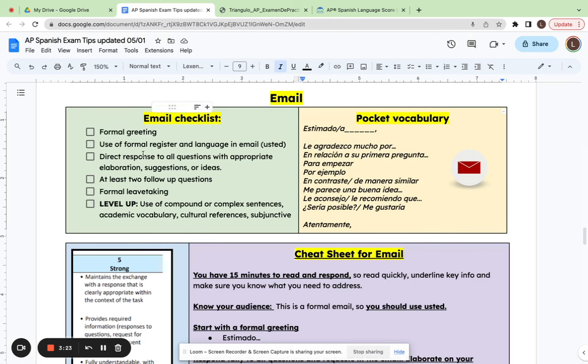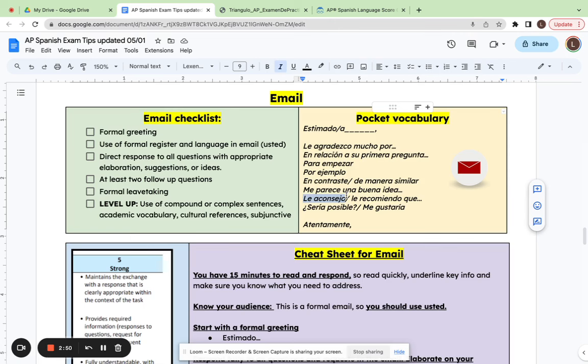Then we are going to have direct responses to all of their questions with appropriate elaboration, suggestion, or ideas. So what that means is if they ask for ideas, you want to give at least a couple of ideas in response to their questions. And this is a great place to level up your language. So I could say, le aconsejo que busque programas culturales en el centro de la ciudad, to show that you can use the subjunctive and also give a concrete suggestion.